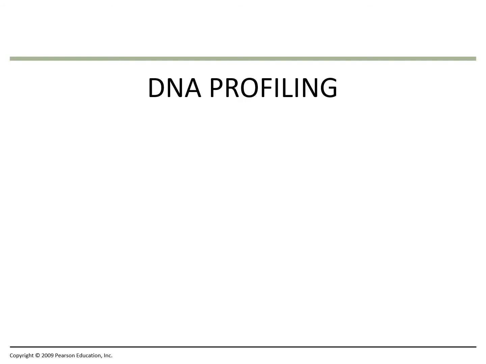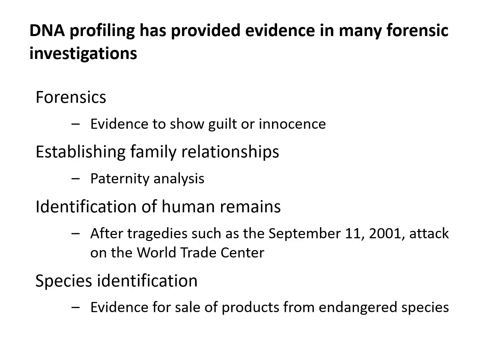Okay, so we're going to be talking about DNA profiling first. DNA profiling is very useful for forensics. You can prove guilt or innocence in crime scenes. You can establish paternity, so establishing family relationships, paternity and otherwise. Identification of human remains, so after such tragedies as the 9/11 attacks on the World Trade Center, remains could be identified through DNA so that they could be returned to their families.